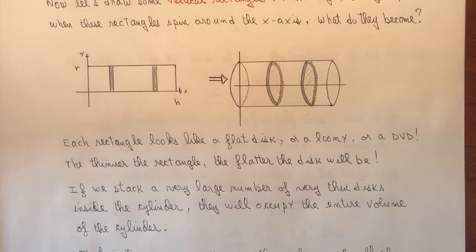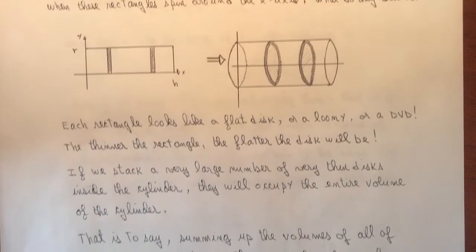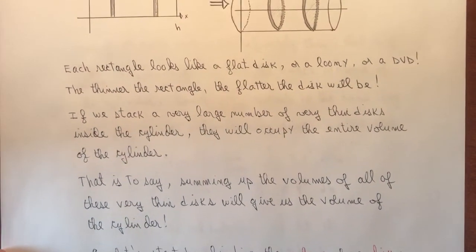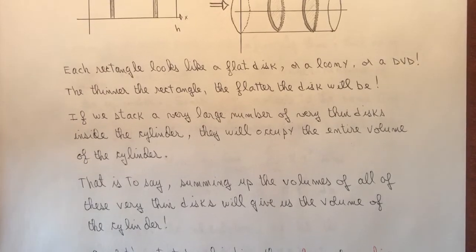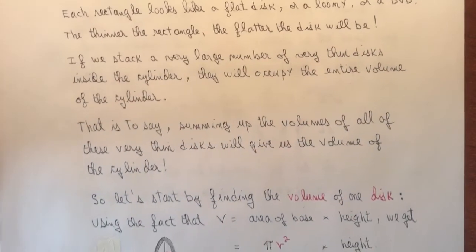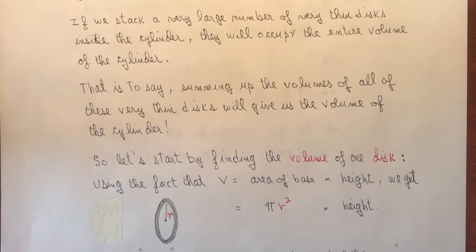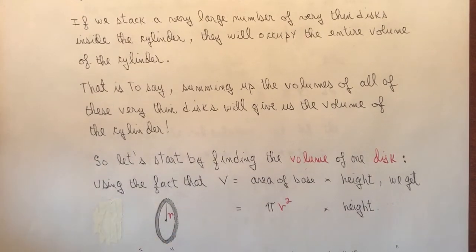Now, if we stack a very large number of these very thin disks inside the cylinder, these disks will occupy the entire volume of the cylinder. That is to say, summing up the volumes of all these very thin disks will give us the volume of the cylinder. So let's start by finding the volume of one such disk.